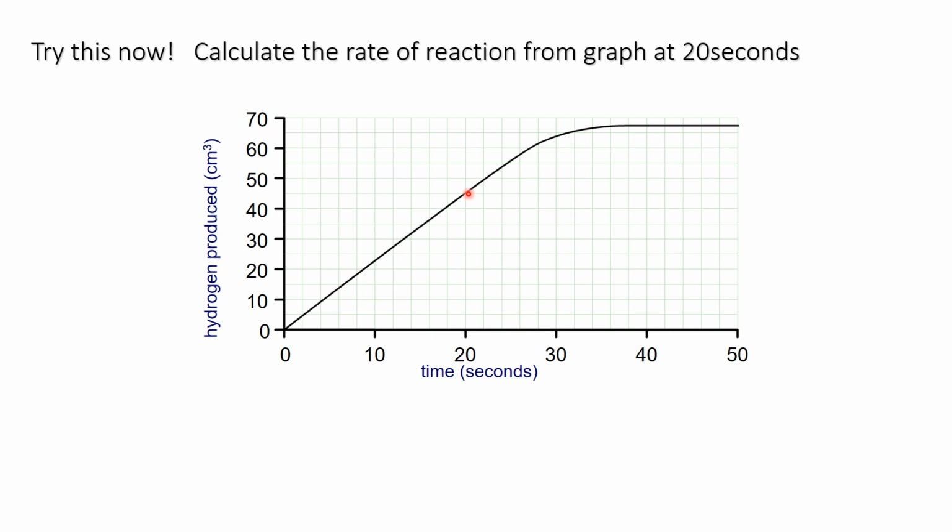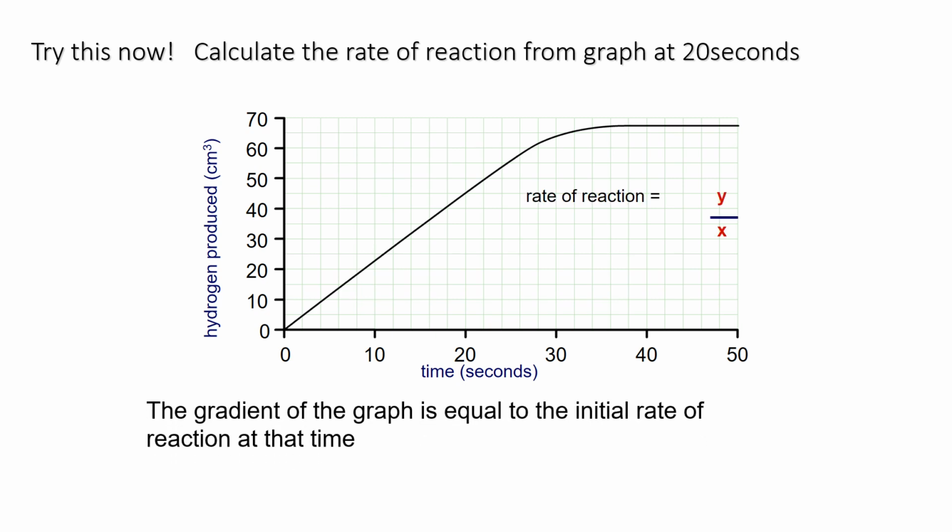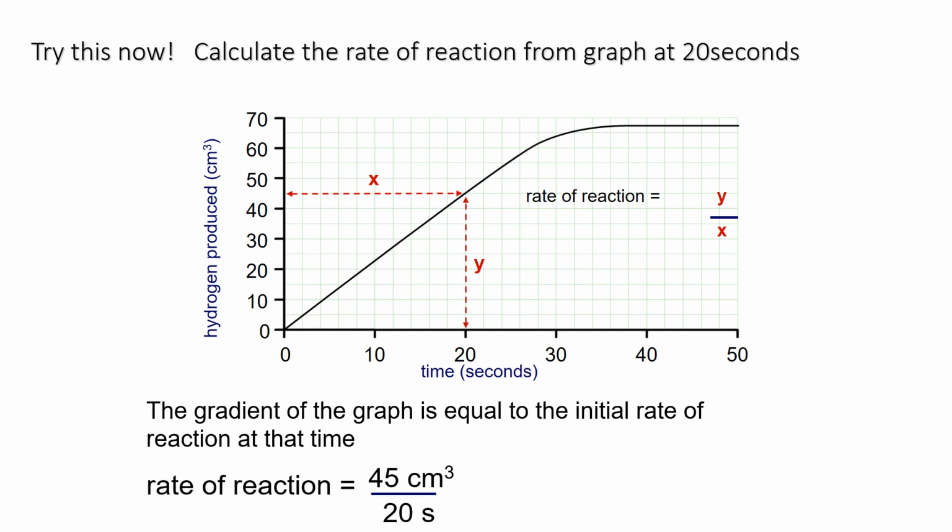So hopefully you've managed to calculate that now. So we're going to go through the answers. You should put a cross at 20 seconds. You should have then drawn a tangent. I just use the actual values because it's actually a straight line, which makes my life slightly easier.